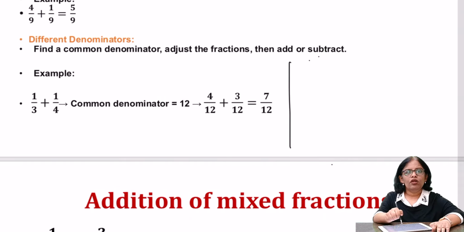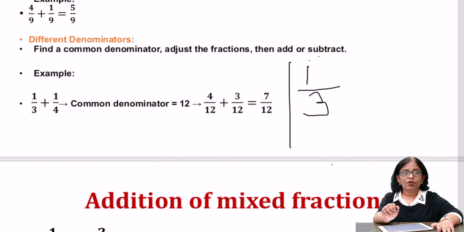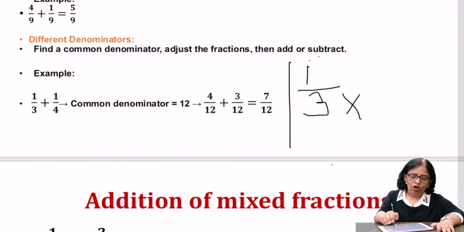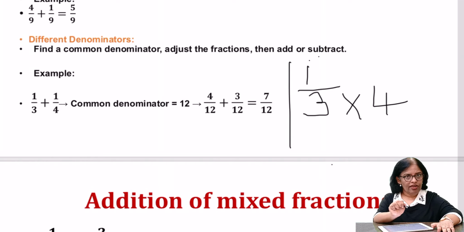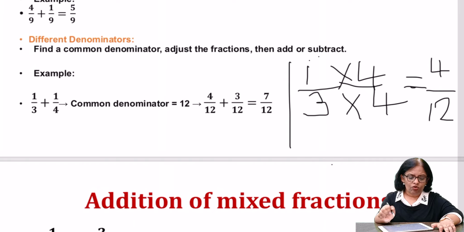My LCM is what? 12. And my fraction is what? 1 upon 3. So as the denominator, if I want 12, I have to multiply 3 by what? 4. But I can't multiply only the denominator. I have to multiply the numerator as well by the same number, that is 4. So my answer will be 4 upon 12. Right? The other thing you understood.